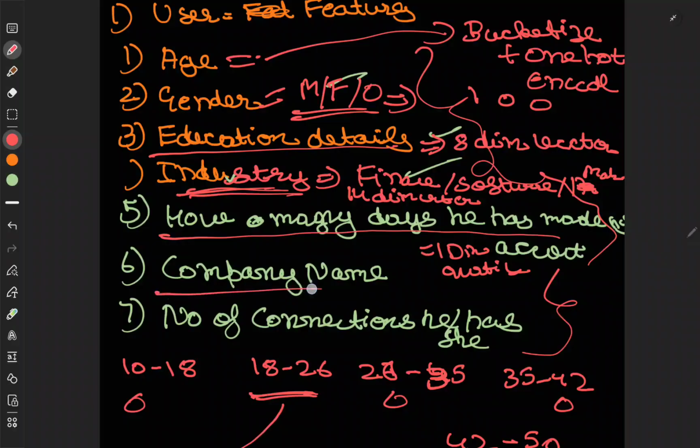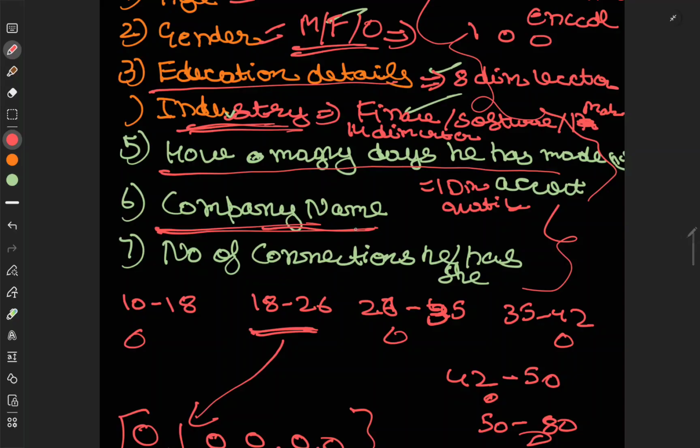Again, if you want to go with company name, the simplest answer is to represent it using embeddings. You can pass it through a pre-trained model again and just get an 8-dim vector for that.